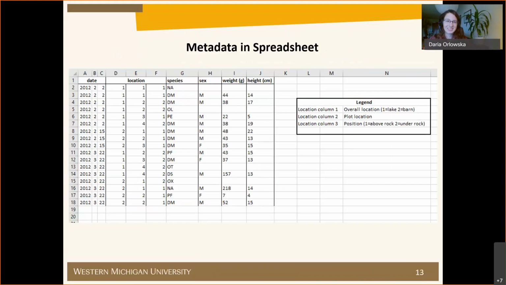Metadata in spreadsheets. This is something that I'm sure a lot of people have done. You add a legend to the top or bottom of your data table explaining column meaning, units, exceptions, and so on. Why is this a bad idea? Any guesses?